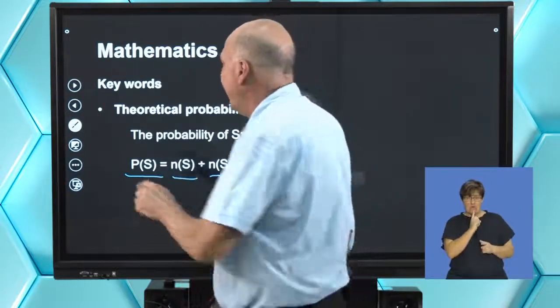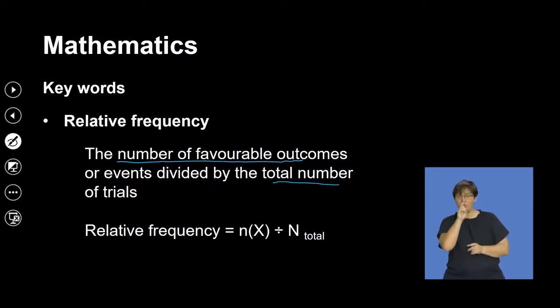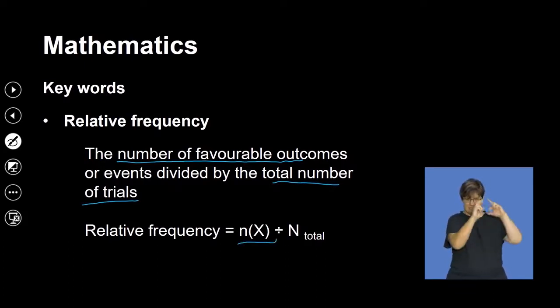So let's just define that relative frequency idea. If we're doing real experiments, the relative frequency is calculated by the number of favorable events or outcomes that we're looking for divided by the total number of trials. And a trial is just something that you're going to do. We write it like this: the number of things we're looking for divided by the total number of attempts that we're going to do it in.